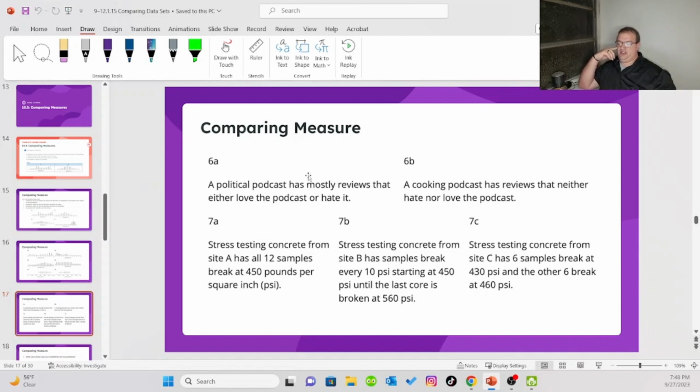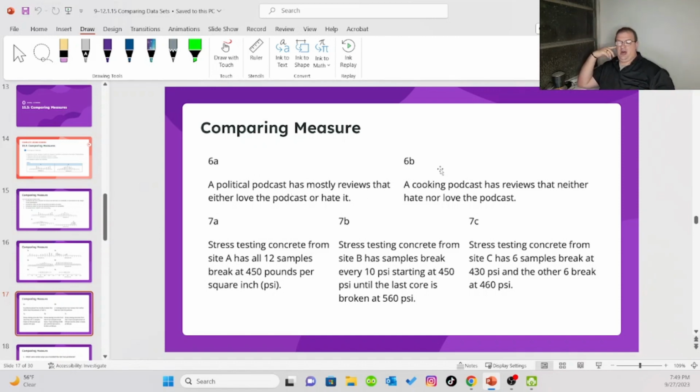Now they're going to give us descriptions instead of giving us a visual display. 6A says a political podcast has mostly reviews that either love the podcast or hate it. If you remember in class, I said the type of questions or data that will get you bimodal is something that elicits an emotional response. And politics is probably the most popular. So if I have reviews that either love it or hate it, I'm going to have bimodal, where my peaks are going to be on the ends.